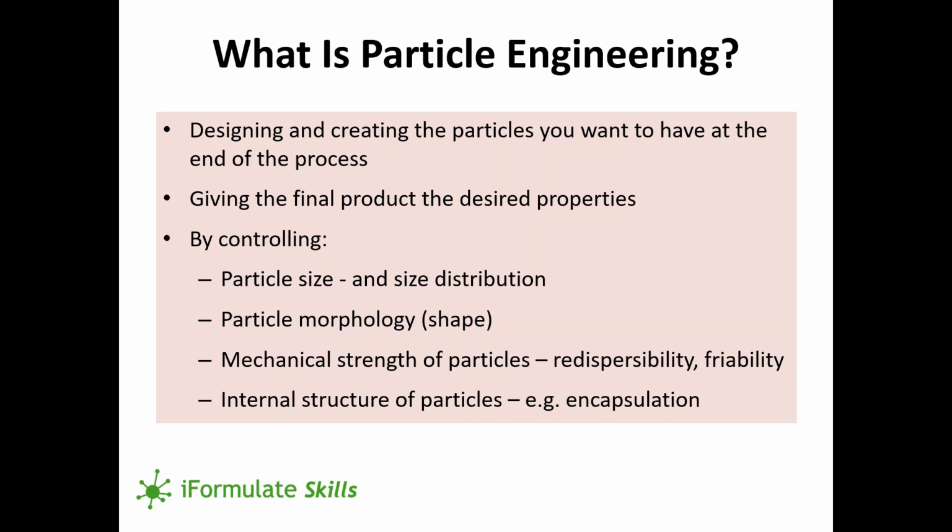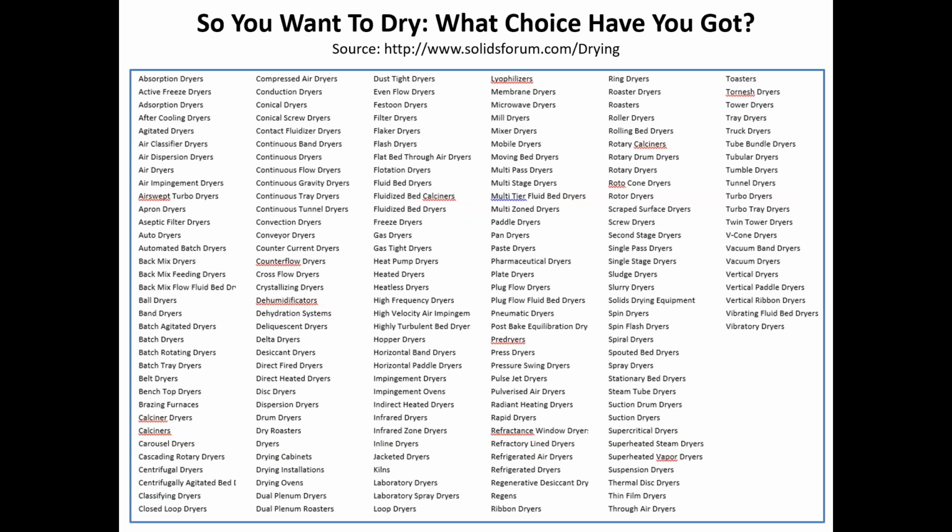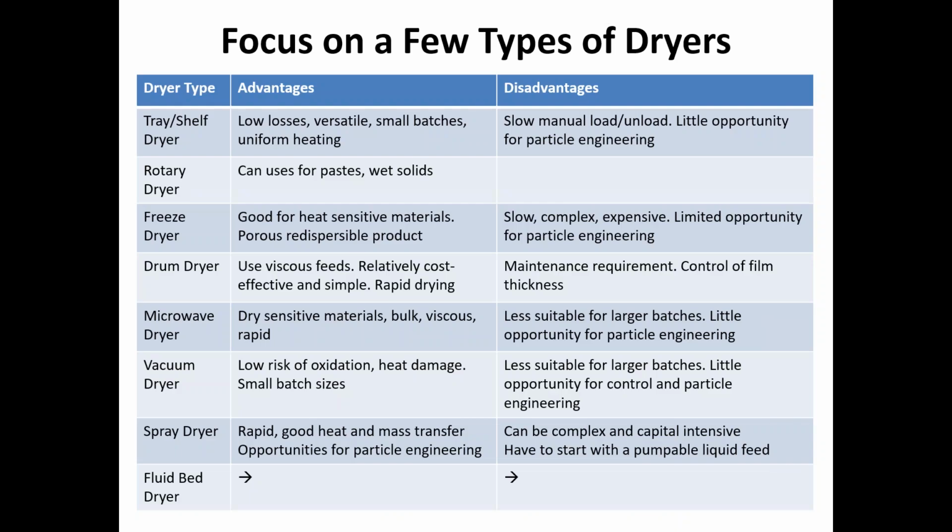So let's move on to drying and the sorts of choices of drying that you've got. I went to a website called Solids Forum to find out how many sorts of drying technologies there are. And there are a lot here. There are about 190 types, which shows how creative engineers can be in this industry. So you've got a huge amount of choice here. Unfortunately, we won't be going through all of those today. We don't have time. So let's just look at a few of the more common types.